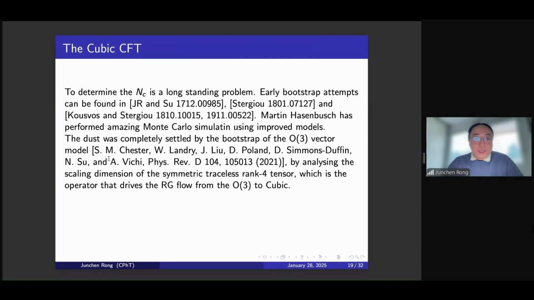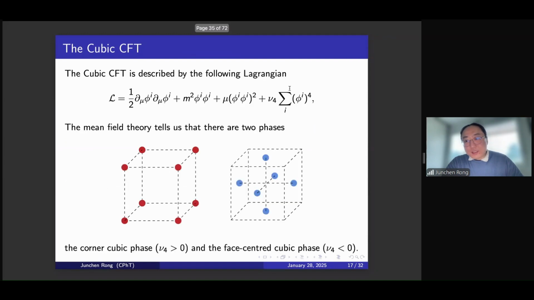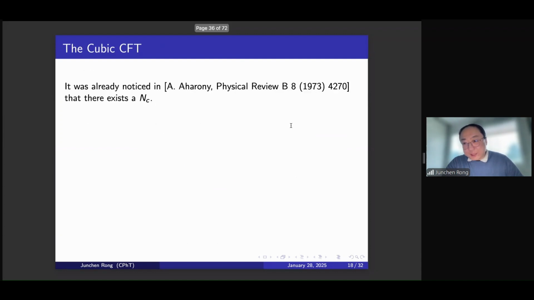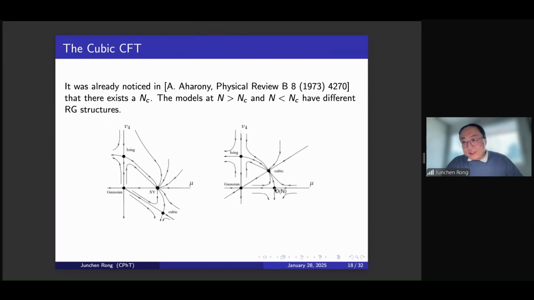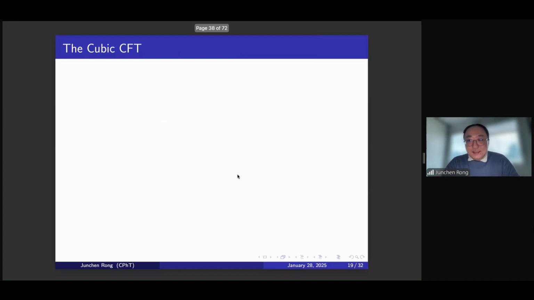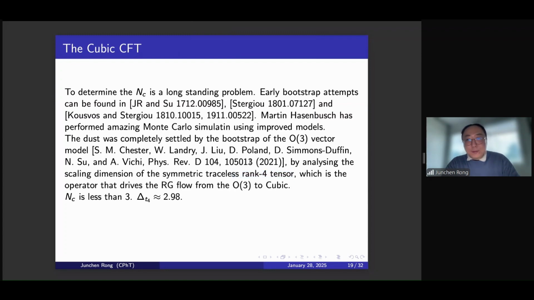This was by all these people you know. And this is by analyzing the scaling dimension of the symmetric traceless rank-4 tensor. This operator, if you make it traceless, is in the symmetric traceless representation of O(3). So you are sitting at the O(3) CFT, you look at whether that operator is relevant or not. If it's relevant, you are in this picture. If it's irrelevant, you are in this picture. So by bootstrapping the O(3) model and looking at the scaling dimension of that operator, you can tell which picture we have. This is what people did.